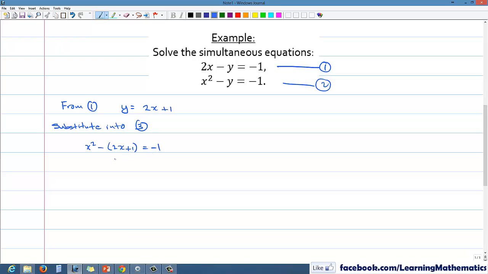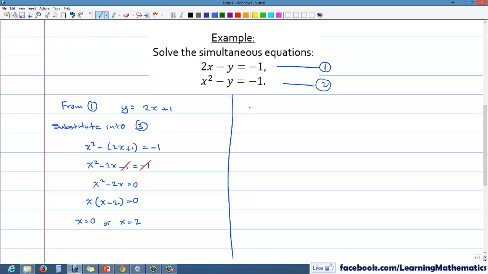Then we open up the bracket here, and it becomes x squared minus 2x minus 1 equal to minus 1. Now we have minus 1 on both sides of the equation, so that cancels each other. So we are left with only x squared minus 2x equals 0. Then, like the previous example, we factorize this equation. Now it becomes x times x minus 2 equals 0. From here, we know that x is equal to 0 or x is equal to 2. Now we can use the same method to find the value of y by substituting the value of x into equation 1.